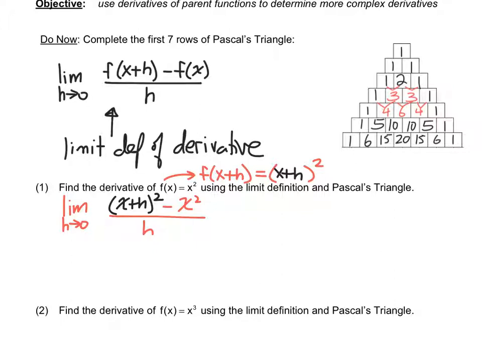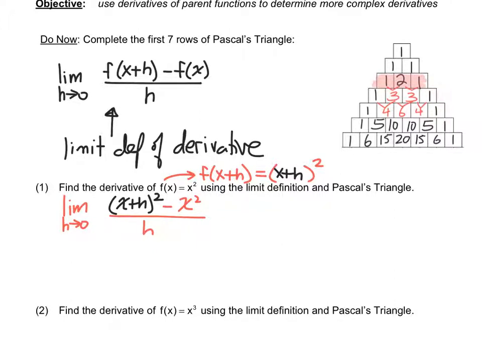Now you could FOIL this out. You could take x plus h and multiply by x plus h and actually do the FOILing process. But we want to use Pascal's triangle. Pascal's triangle allows us to do the expansion without having to do any FOILing. The benefit is when you have something that's like power of 3, power of 4, power of 10 even, you're not foiling. All right. So what I want to do here is focus just on the relevant row. I almost said column. That would be this row.